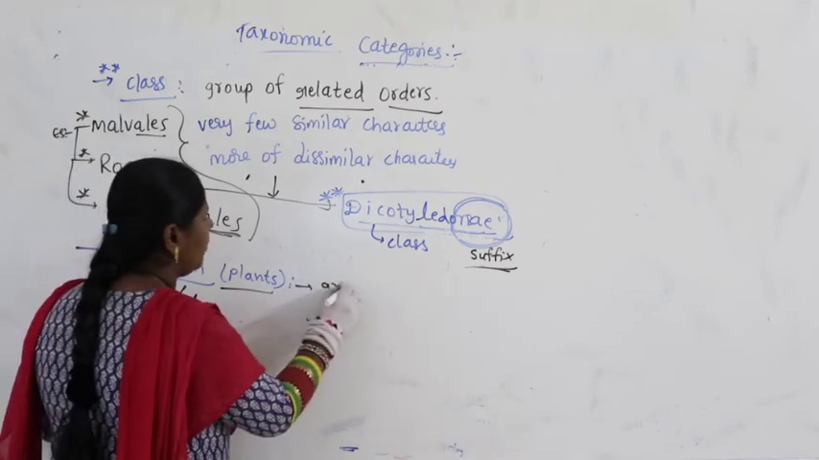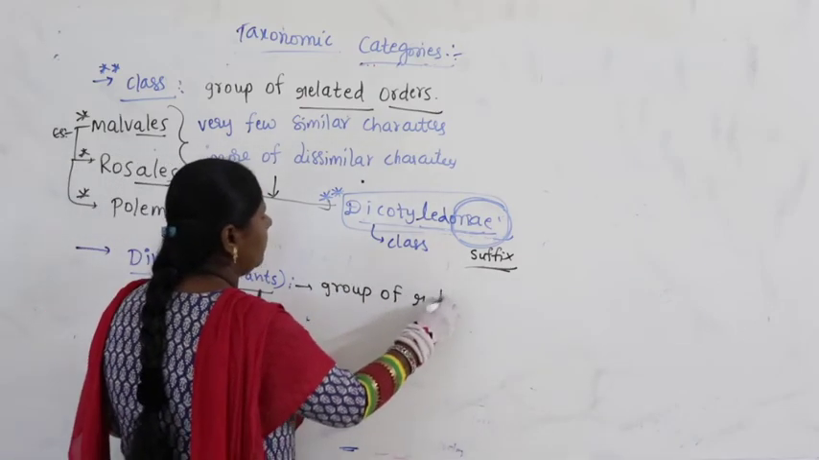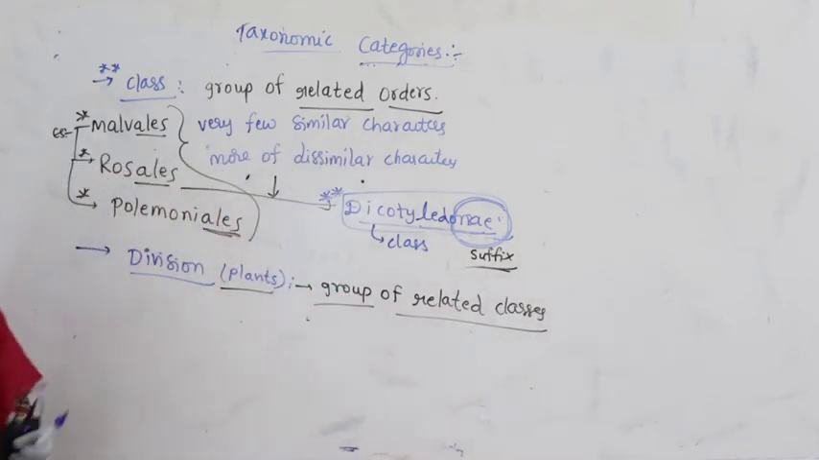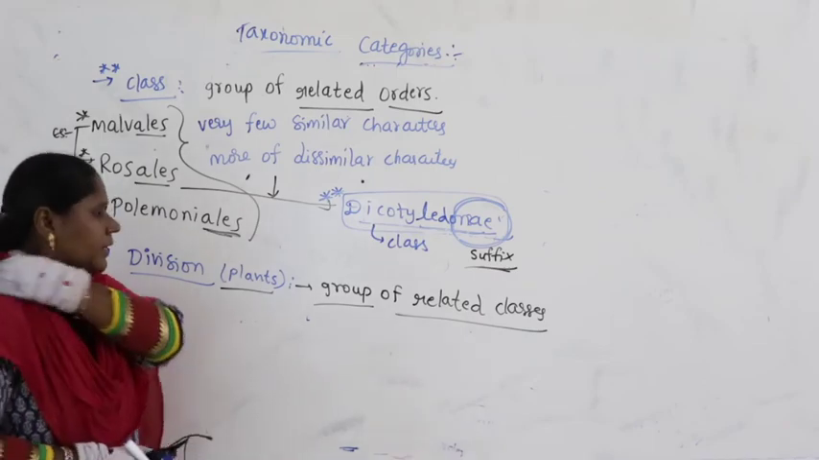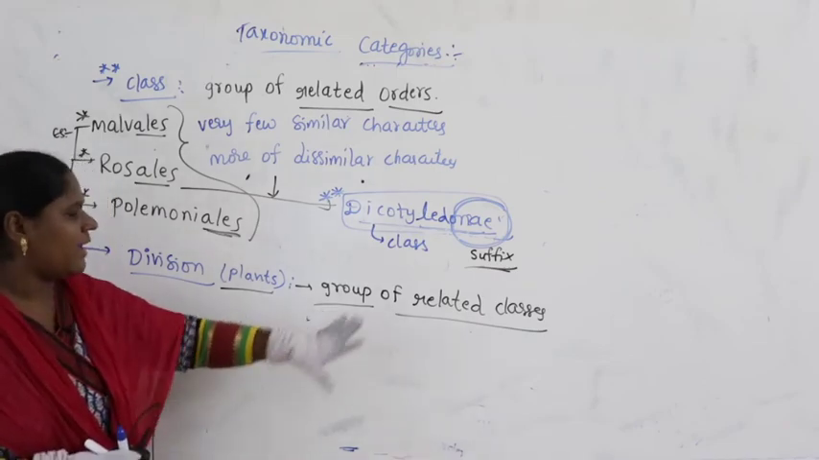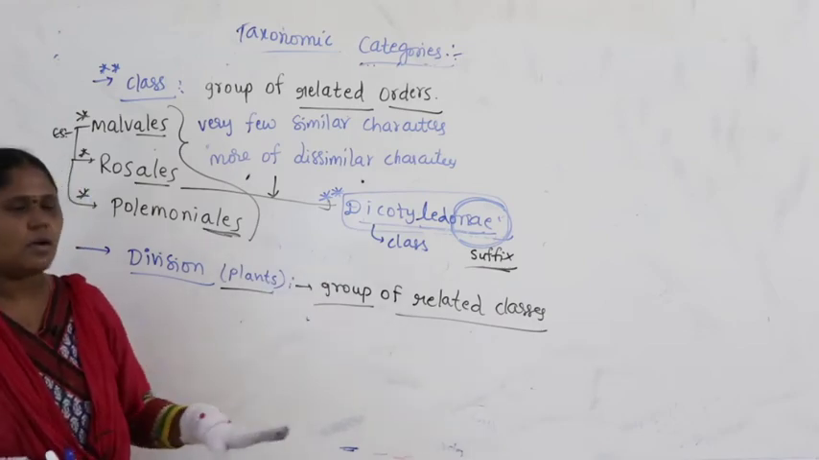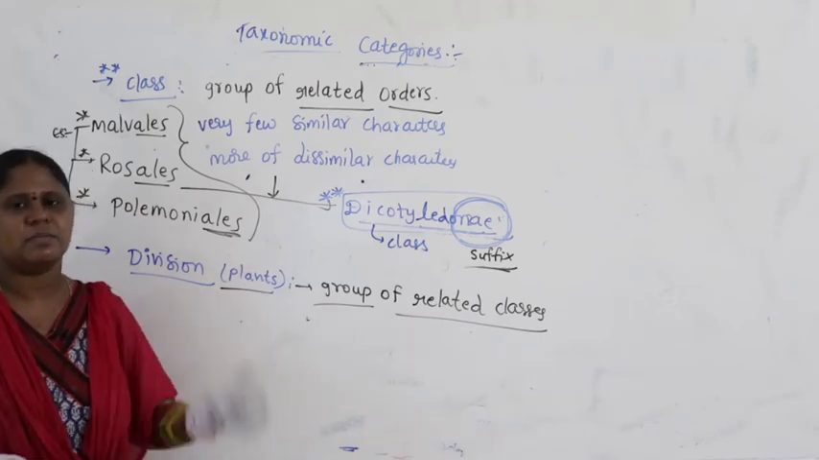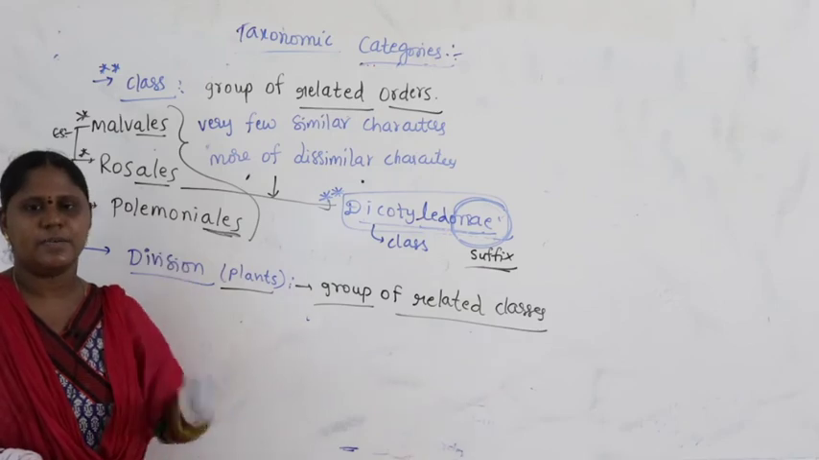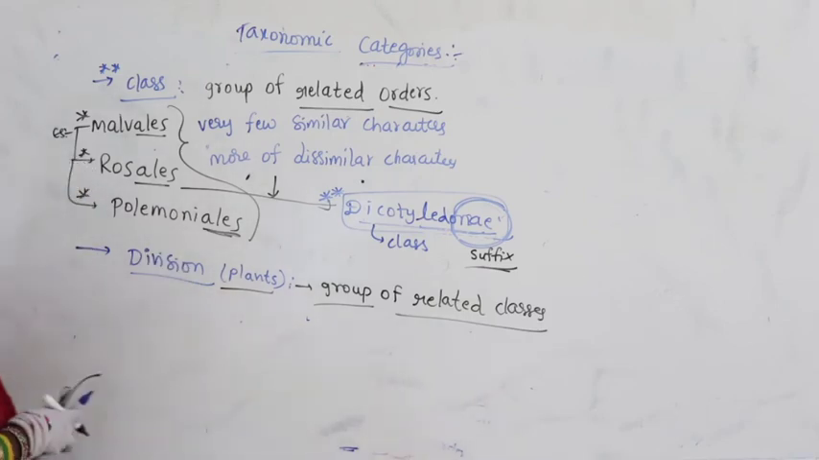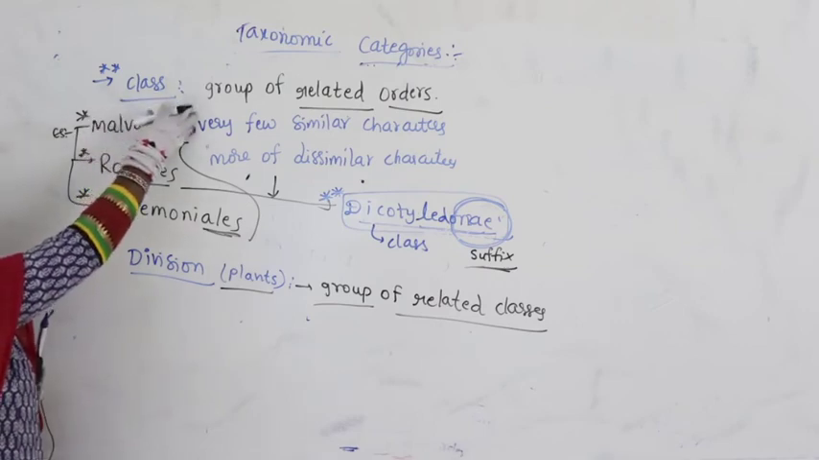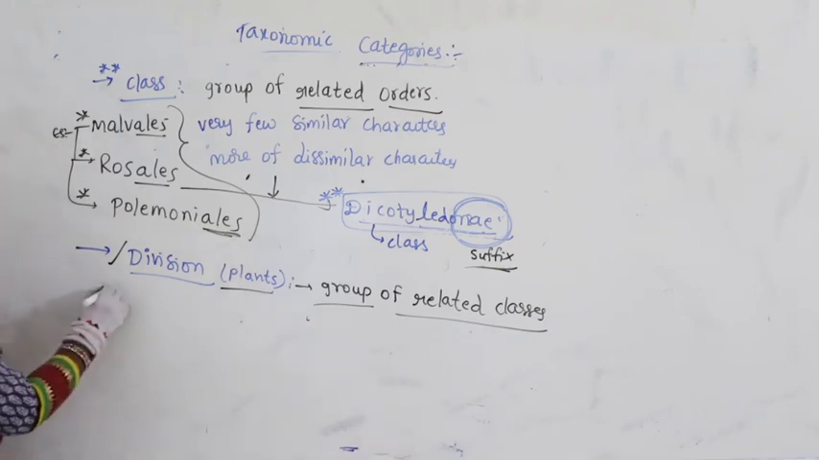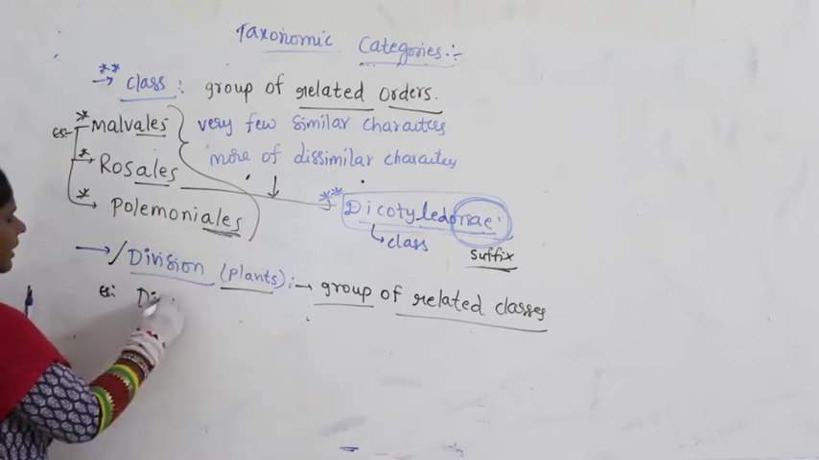Same here, a group of related classes. What is the other way you can write it? Assemblage of related classes, or aggregation of related classes, meaning combining a few classes. We are looking for similar characteristics to place them in a particular convenient taxonomic category. So, a group of related classes: when you take different classes, based on their similarity we keep them in a particular division.